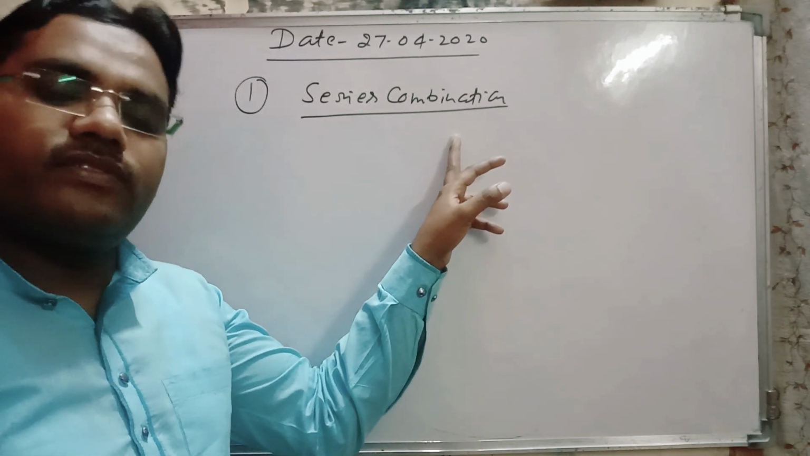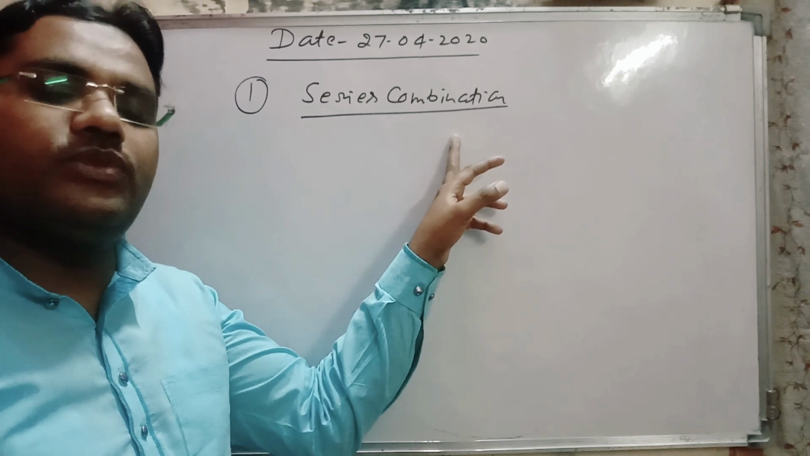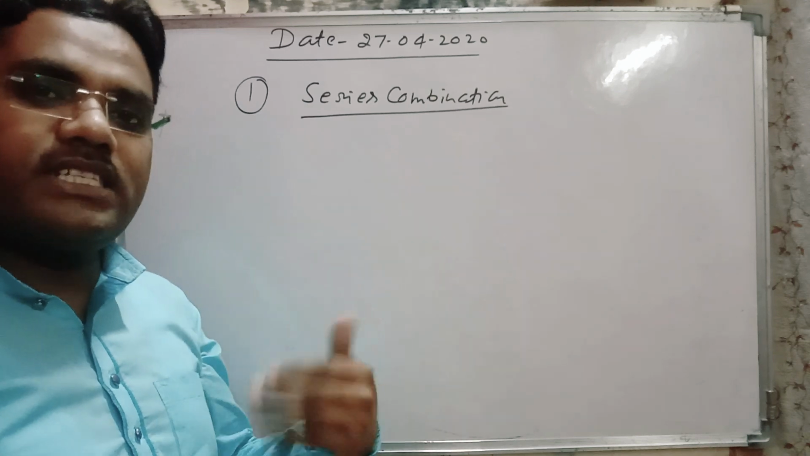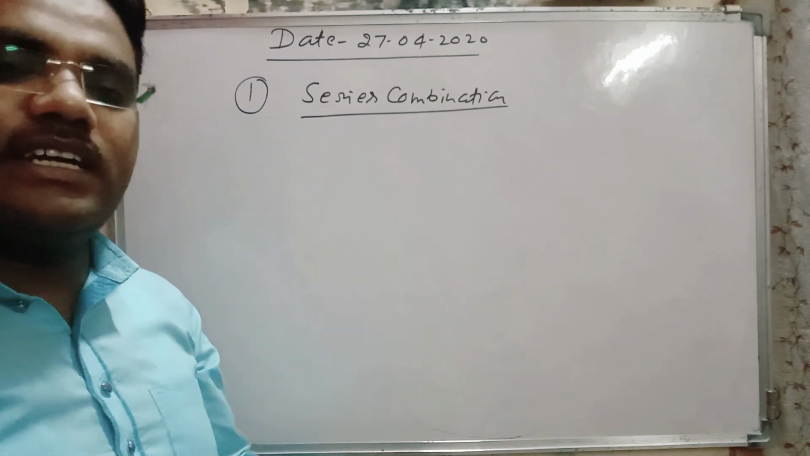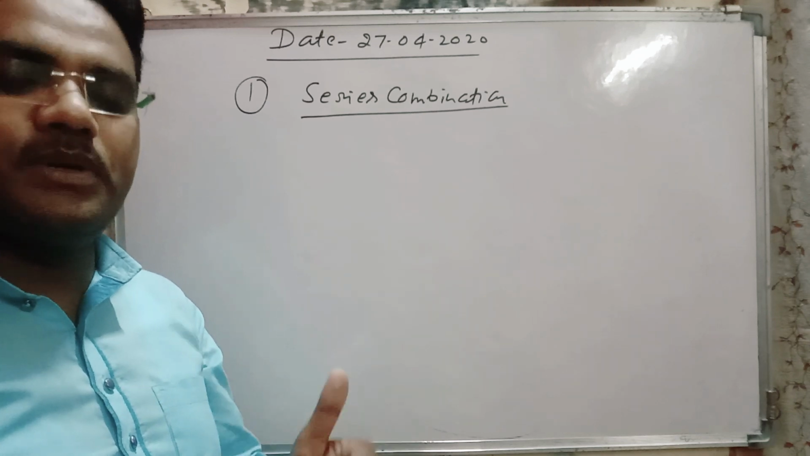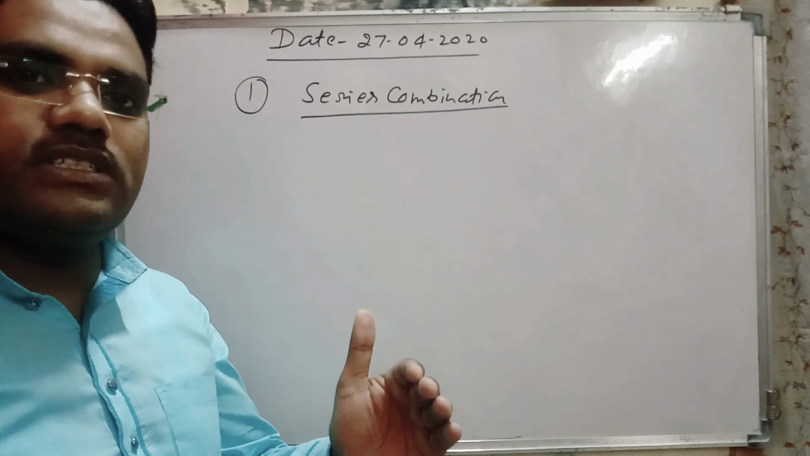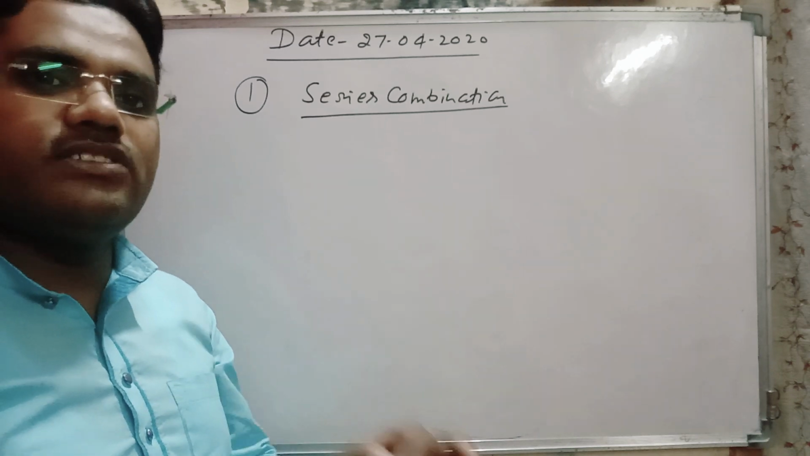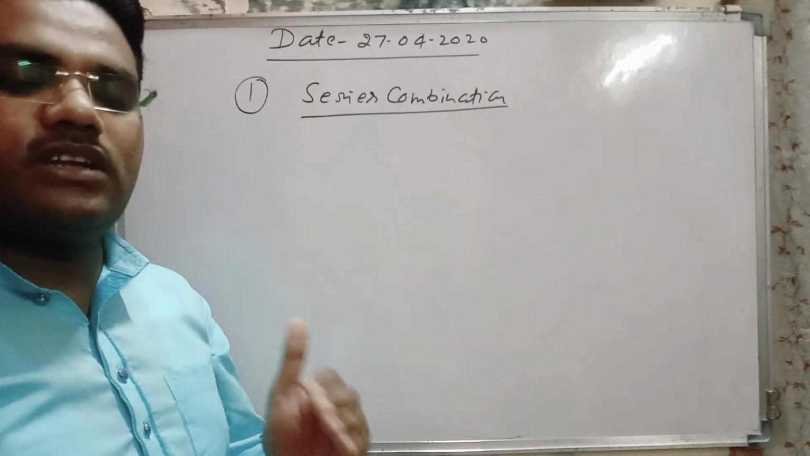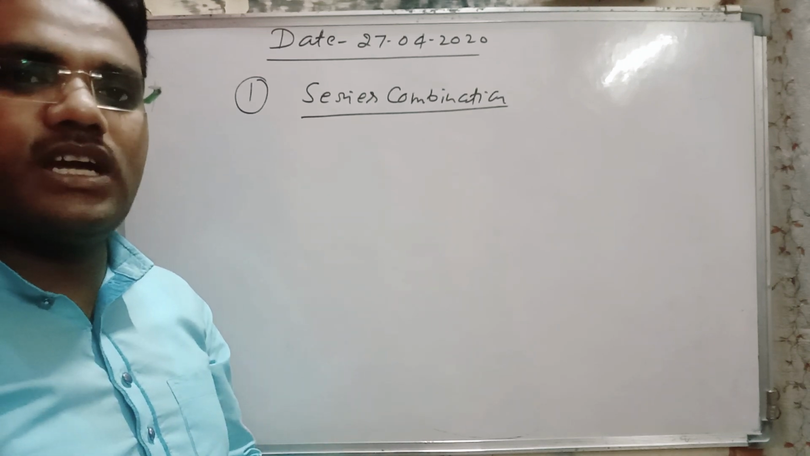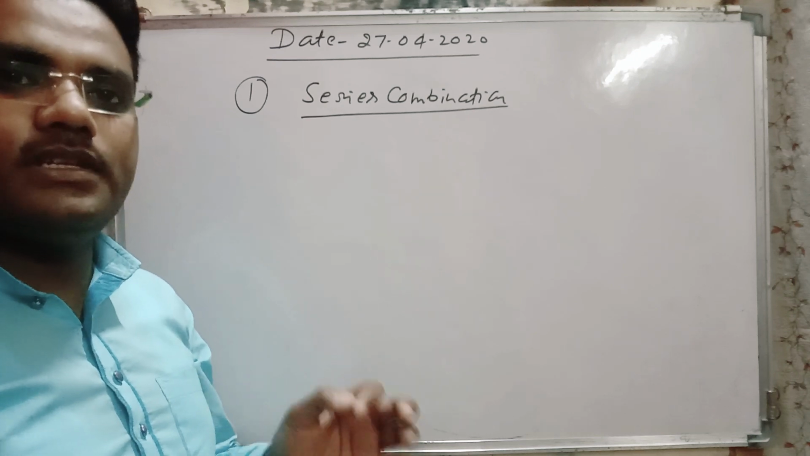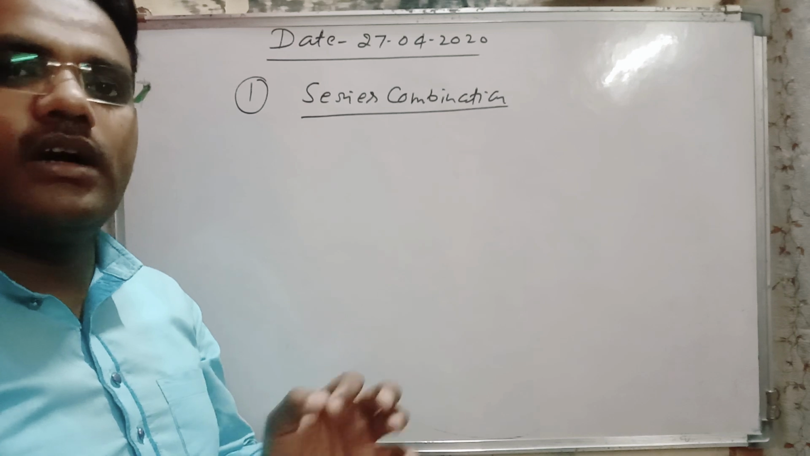In series combination, the second plate of the first capacitor connects with the first plate of the second capacitor, and the second plate of the second capacitor connects with the first plate of the third capacitor. This sequence continuously occurs in series combination. In series combination, the charge transferred to each capacitor is the same, but the potential difference across each capacitor is different.